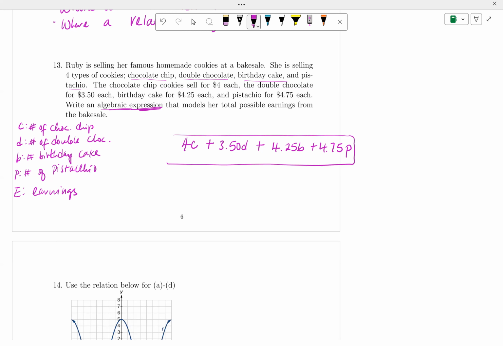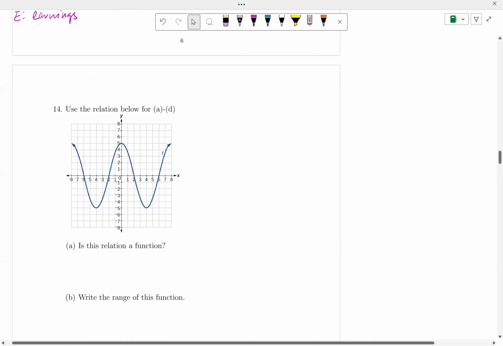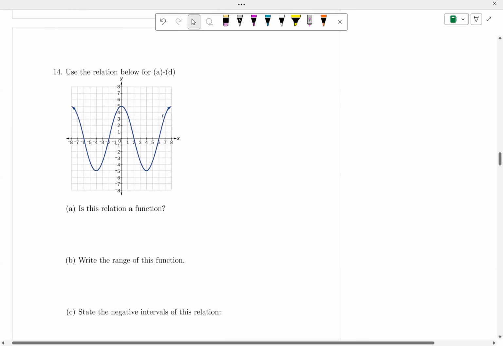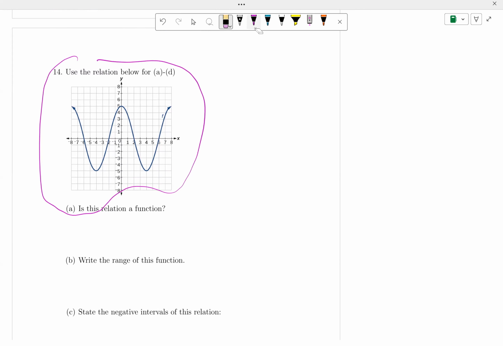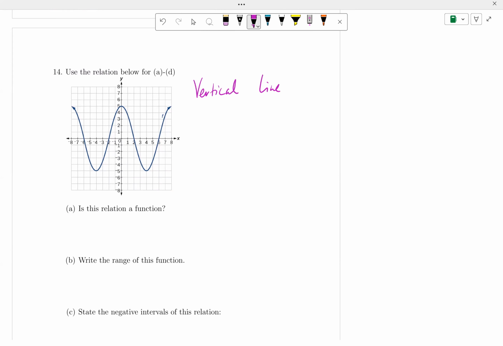Nothing wrong with what we had, but I want to really obey what the instructions are saying. Okay, so let's move right along. Question 14. Is this relation a function? So you're given this diagram, and the question is, is this relation a function? Remember, check to see if it passes the vertical line test.